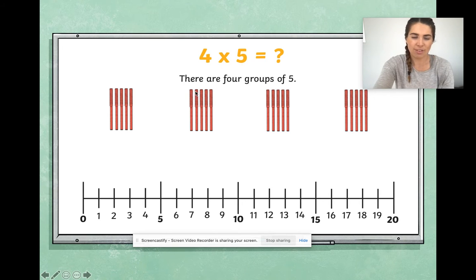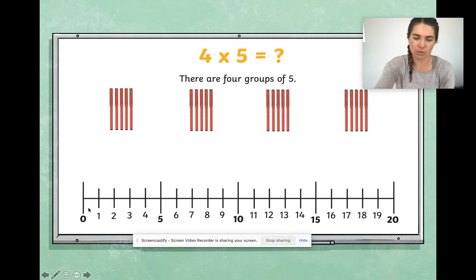4 groups of 5, if I were to draw a picture, it would look like this. And a picture would be a great strategy to use from my strategy backpack to solve this question. I could draw my 4 groups. Here's a group 1, here's a group 2, here's a group 3, here's a group 4. I've got 4 groups and I've got 5 pens, 1, 2, 3, 4, 5 in each group. So this is how I could show 4 groups of 5 in a picture.